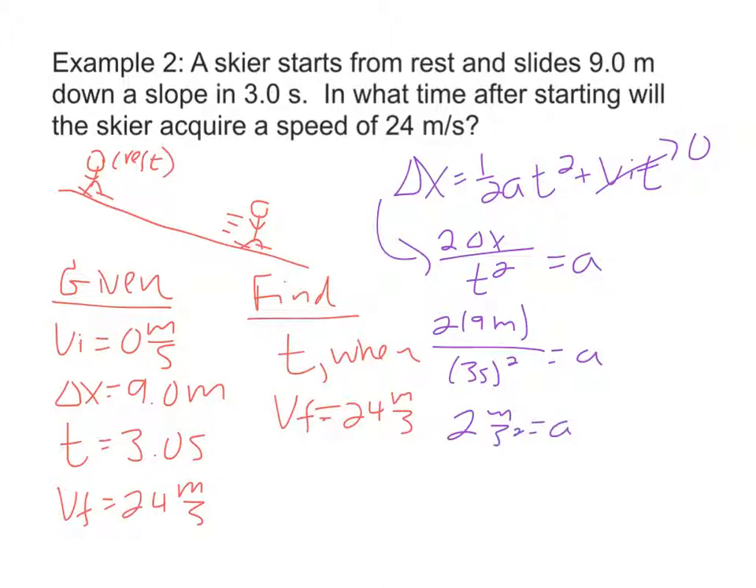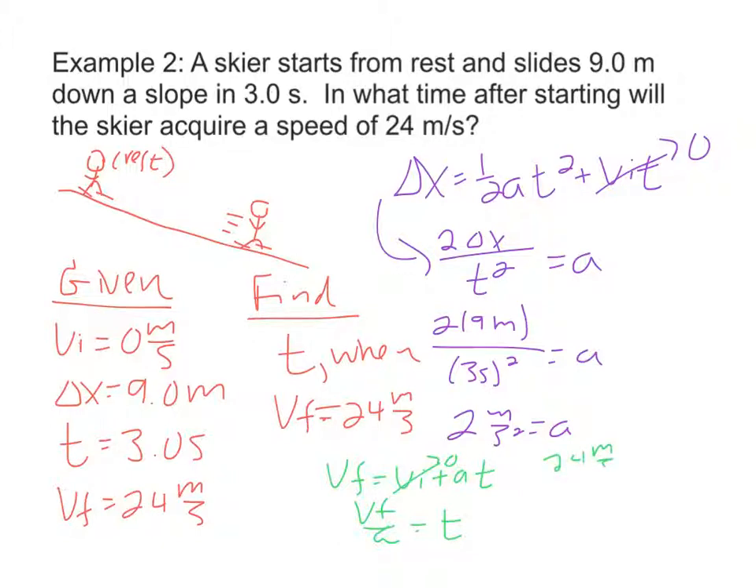18 divided by 9 is 2 meters per second squared for acceleration. Once I have acceleration, I can solve for my time when v final is 24 meters per second, using v final equals v initial plus at. I know v final, v initial was 0. I know acceleration. The only thing left now to find is time. So v final over the acceleration equals time, coming over here because I'm running out of room.